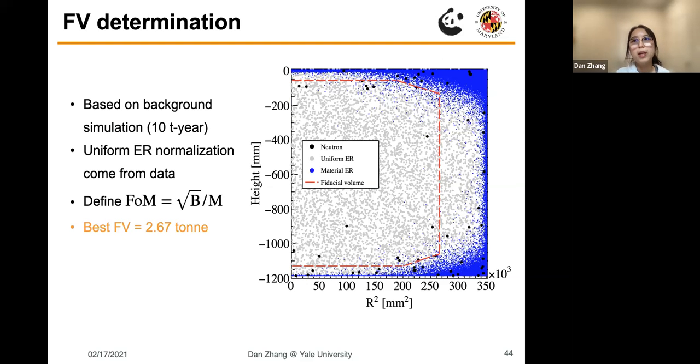And here's how we optimize our fiducial volume. All the events showing up here are toy model events. We model the material ER backgrounds and the uniform ER as radon-222 progenies, and the black dots are the neutron simulated events. We define the figure of merit as the square root of background events over the mass of xenon included in the fiducial volume. The final fiducial volume is defined by the red dashed line, including 3.67 tonne of liquid xenon.